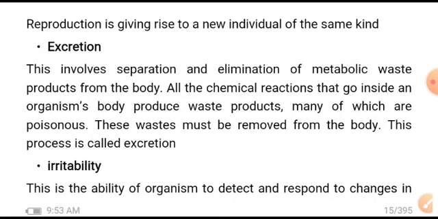Another characteristic is excretion. Excretion involves the separation and elimination of metabolic waste products from the body. Even though organisms carry out metabolic activities in the body, these activities produce certain substances that are not used in the body. Those substances have to be removed from the body through a process we call excretion. All the chemical reactions that go on inside an organism's body produce waste products, many of which are poisonous. These wastes must be removed from the body. This process is called excretion.